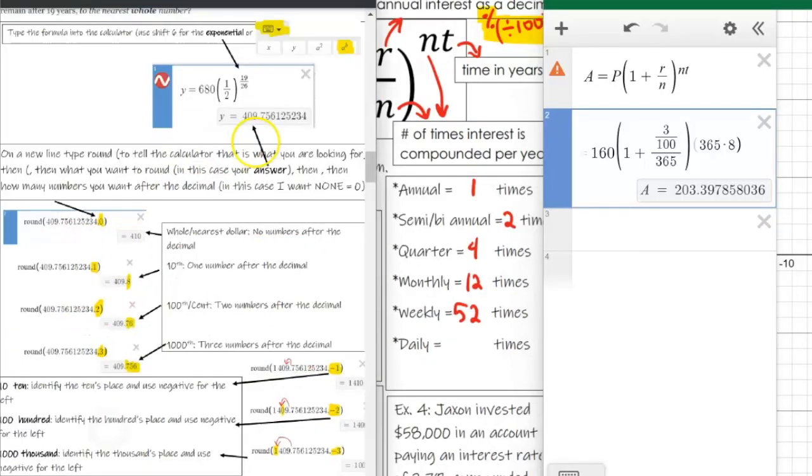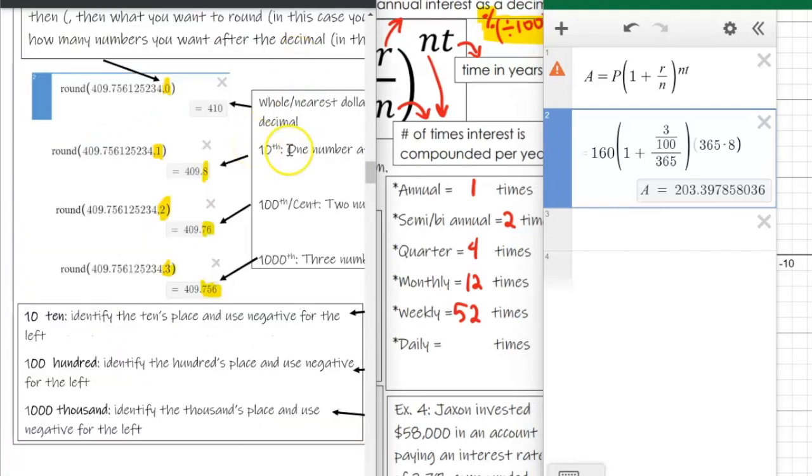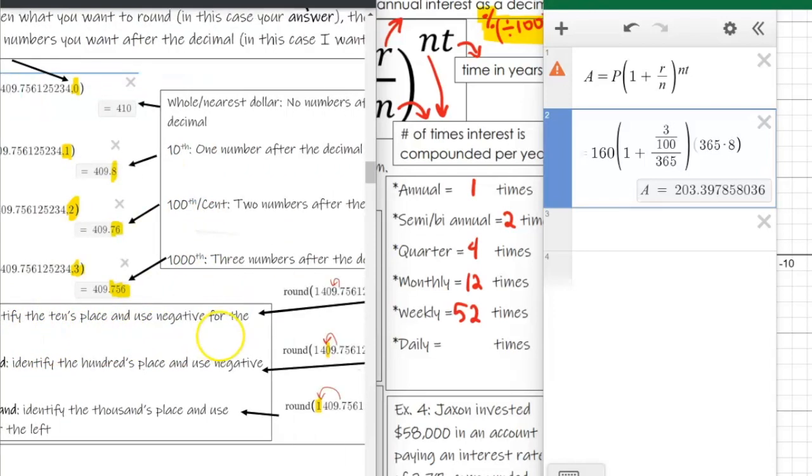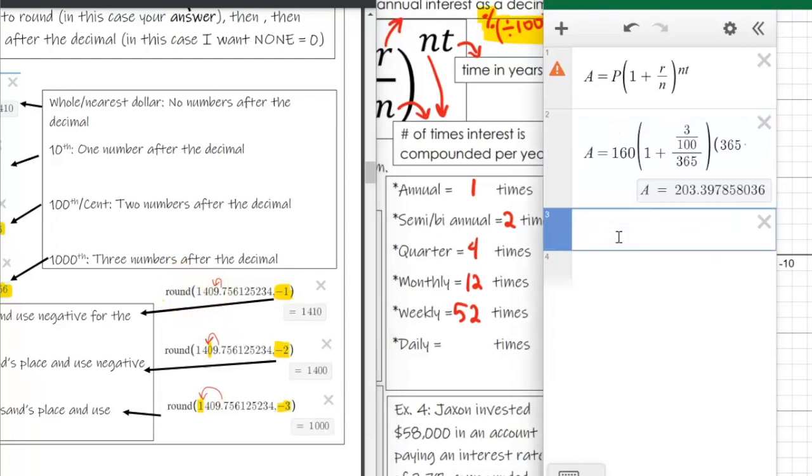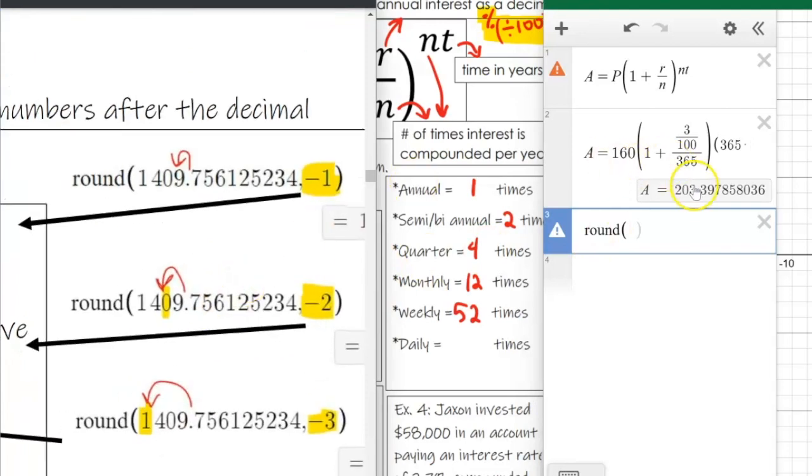So if you come back to your notes and you're looking for nearest $10, this one is tenth, this is hundredth, this is 1,000, this is 10, every $10. It says identify the tens place and you use a negative for your left. So if I follow the arrow, it just says I type in round, parentheses, the number. To copy this number, I just click it, Control C, Control V. The number is right there, comma, -1. All right, so to the nearest $10, it's going to be $200.